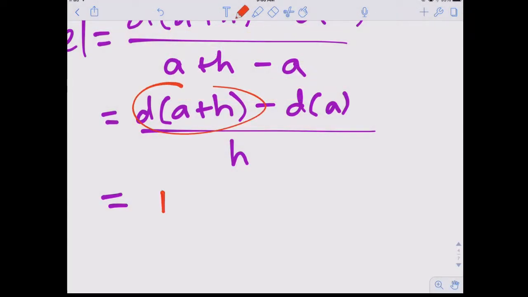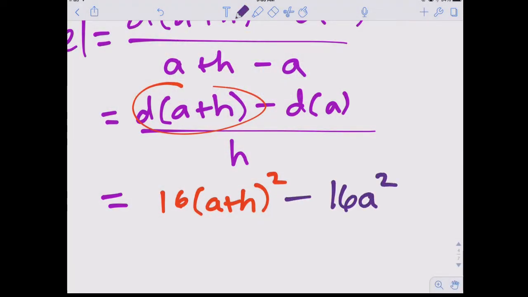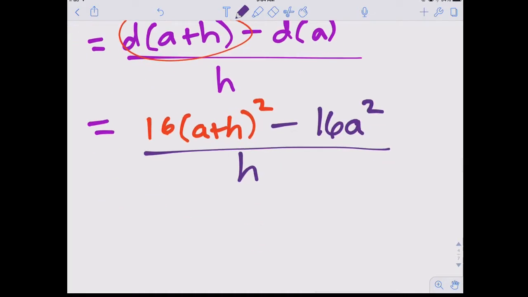D of A plus H is going to be 16 times A plus H squared, minus D of A, which is going to be 16 times A squared, all over H. We're plugging in an A plus H, and then we're plugging in an A. 16 blob squared minus 16 blob squared. All right, now once we set it up, you know what to do, right? We're going to expand it. I'm going to square, multiply, double, square, and distribute the 16 at the same time. You ready for that? We can do that now.